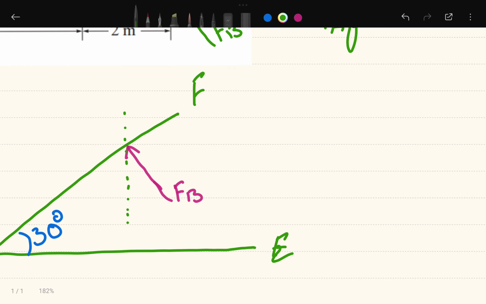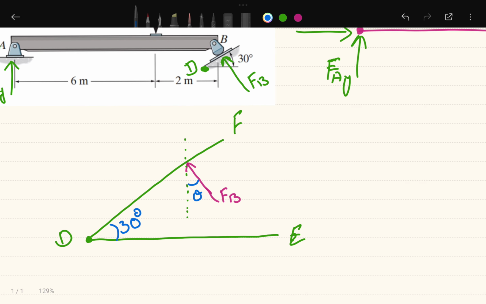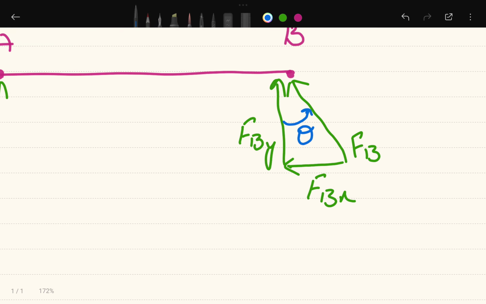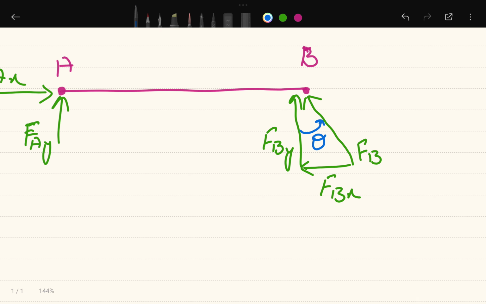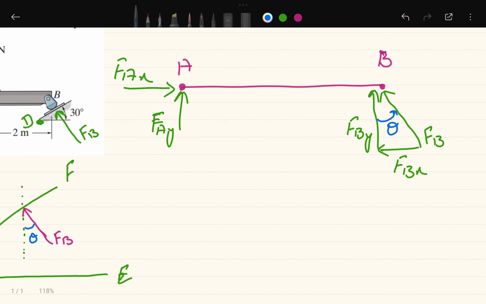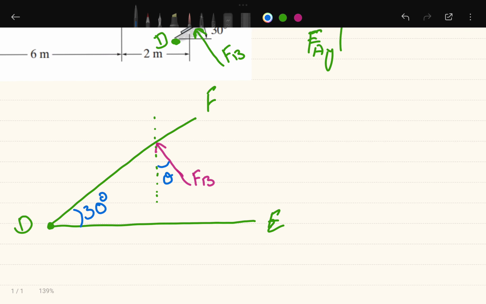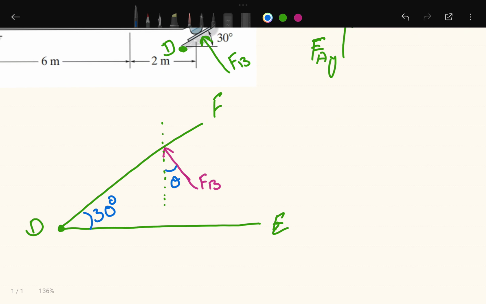Okay, so I need to find this angle theta, which is the angle between the vertical axis and FB, as you can see from here as well. Now there is a concept of corresponding and alternate angles. Let's discuss that first so we can make things very clear.